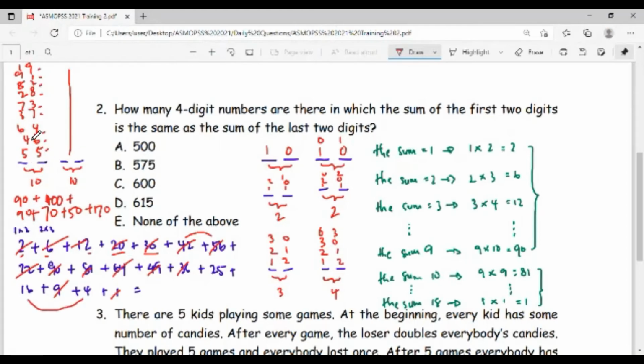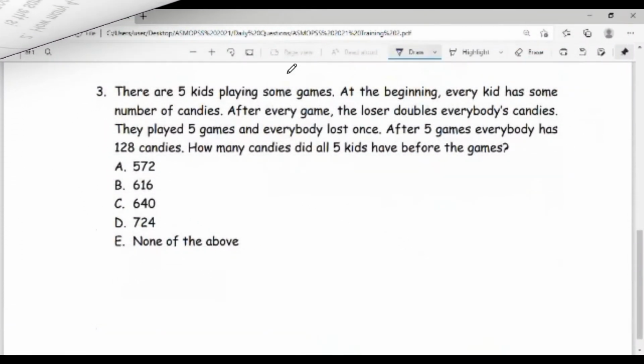16 plus 4 is 20. 20 plus 25 is 45. So now let's add all of them. 90 plus 100, 190, plus 90 again, 280, 350, 400, 400, and then 570 plus this, that is 615 different possibilities. So there are 615 four-digit numbers.